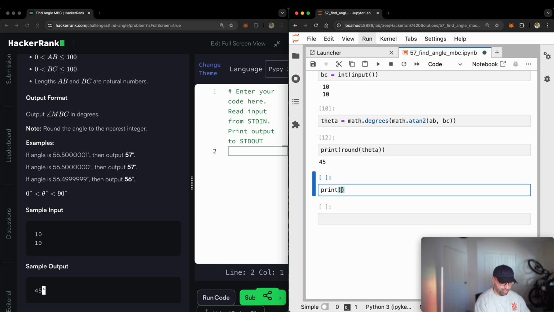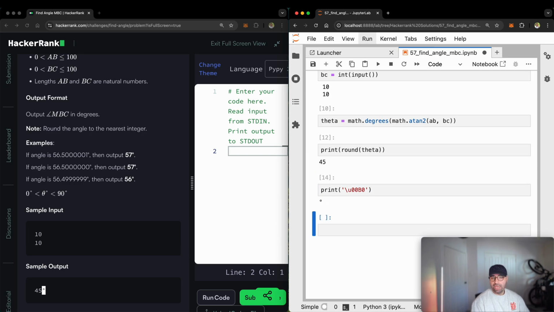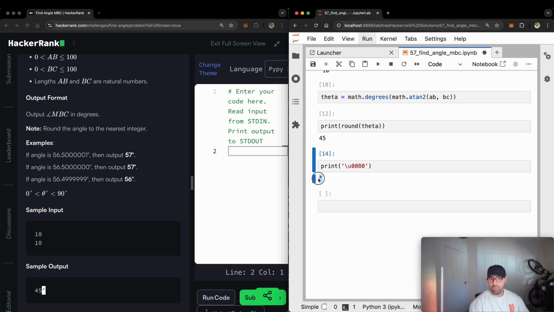So let's print, and I want to print the U00B0. If I show you this print output, you will see that the degrees sign will appear here. Now, how do I combine this with this so that I get 45 degrees? Well, in my print function, what if I do this and then print this bit right after I do that? Let's see if it's going to fix it.